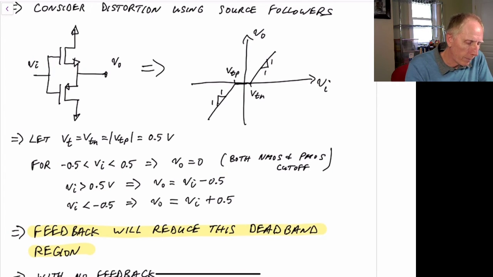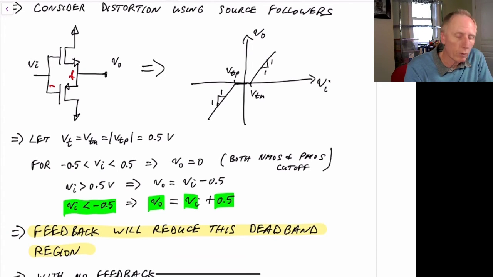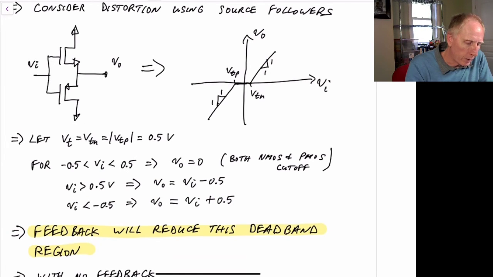And similarly, for the PMOS transistor, when VI is less than negative 0.5 volts, the output voltage will be VI plus 0.5, because we'll always have a 0.5 threshold volt across the source to gate voltage. And as I mentioned, we're going to have a deadband region right in this region. And the benefit of feedback, we'll see, is that it reduces this deadband region.